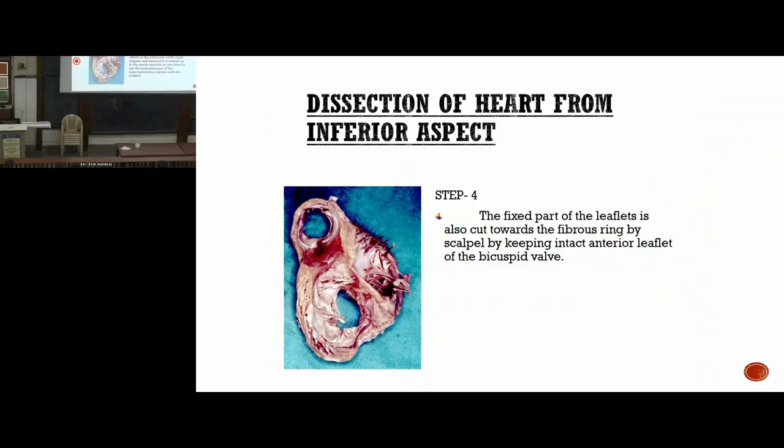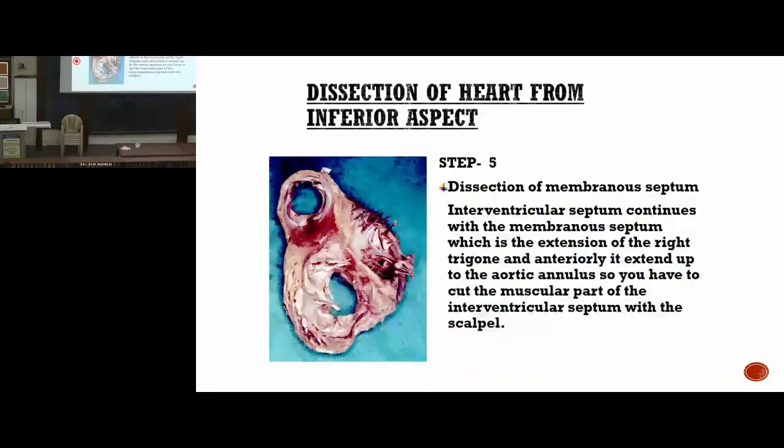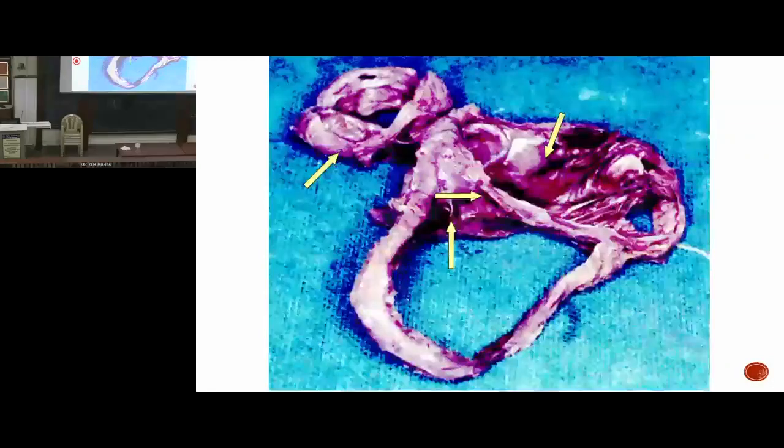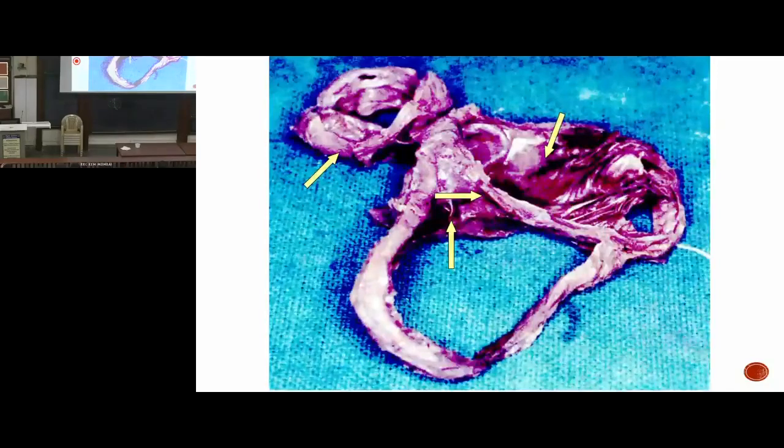This is the membranous septum. This is the interventricular septum. So this is the pulmonary annulus, this is the aortic annulus, this is left atrioventricular, this is the right atrioventricular, and this is what? Can you see this? Conus ligament, that is the tendon of Todaro.